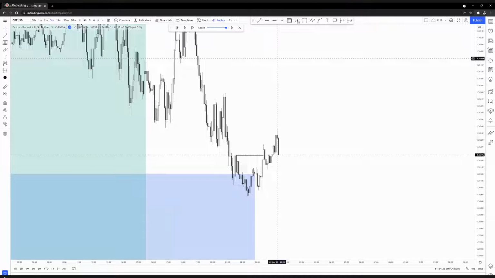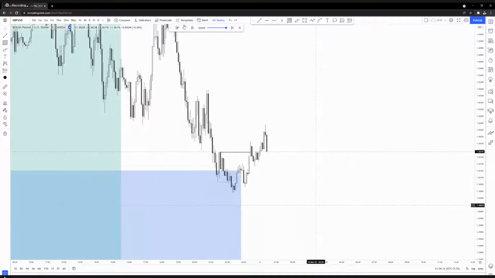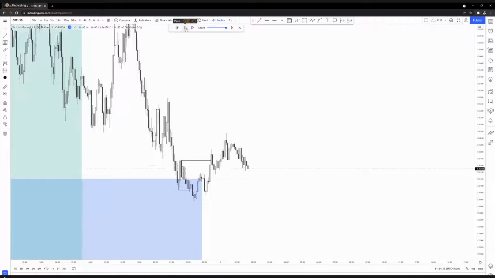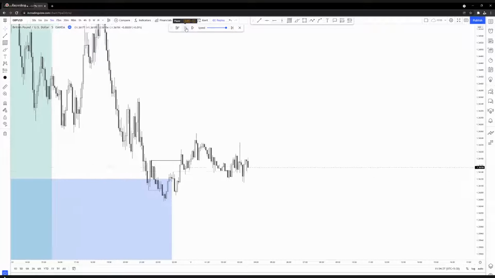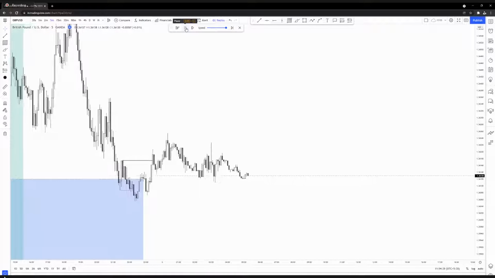Okay, now why is this QM very special? Because it's happening inside of a 4 hour point of interest, right? Yeah, that is why it's special. Okay, then same stuff. What are we going to do? Wait for Asia to end.